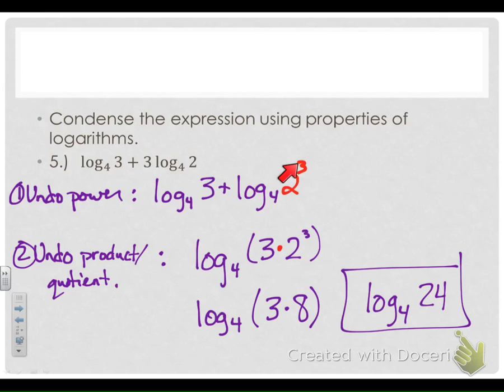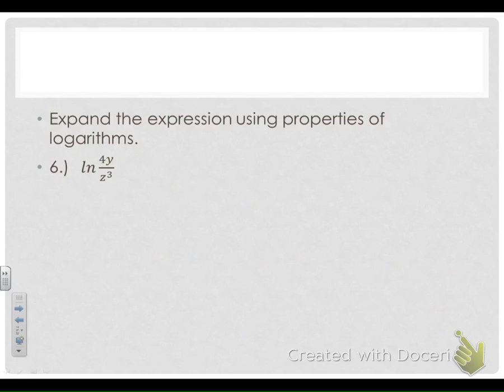Power rule will be the easiest to remember because it's the only one where a coefficient becomes a power. But you'll have to memorize that if you see a plus sign between two logarithms of the same base, that turns into multiplication. If you see a minus sign, that's the quotient rule. So let's look at an expansion.